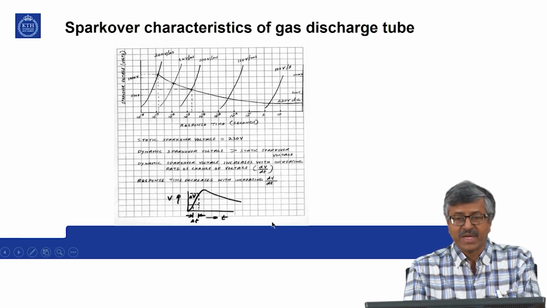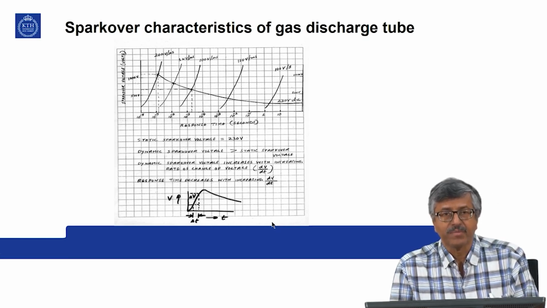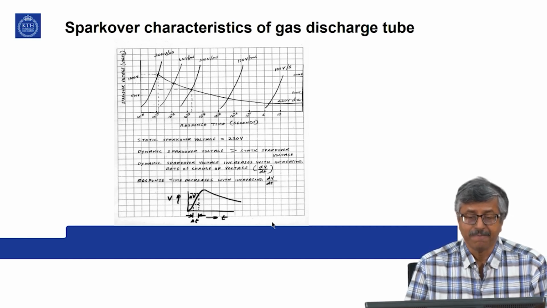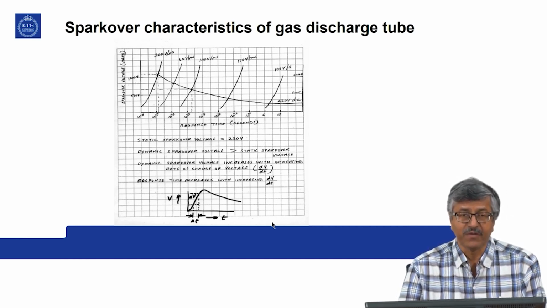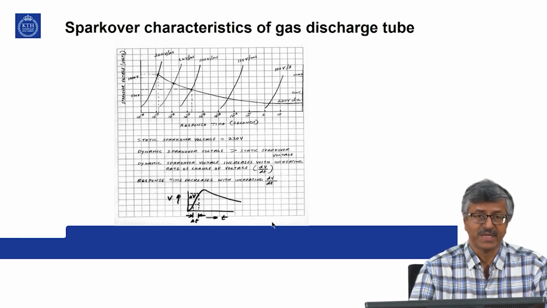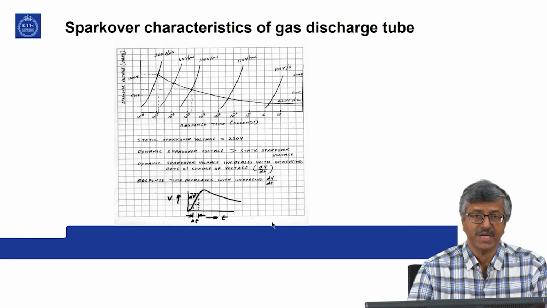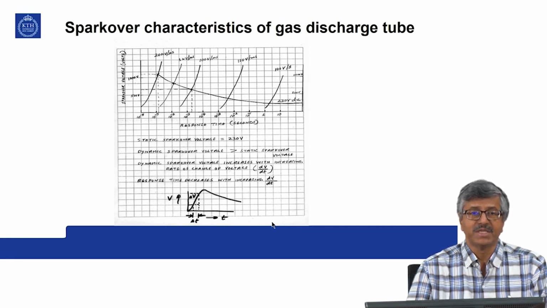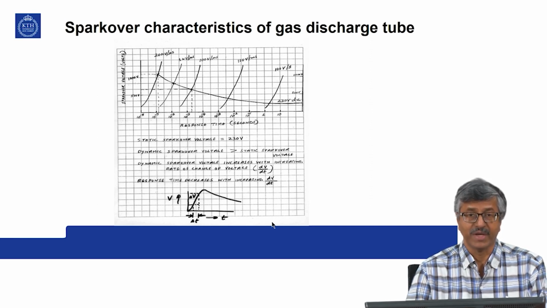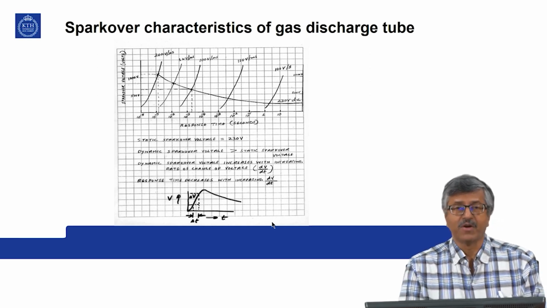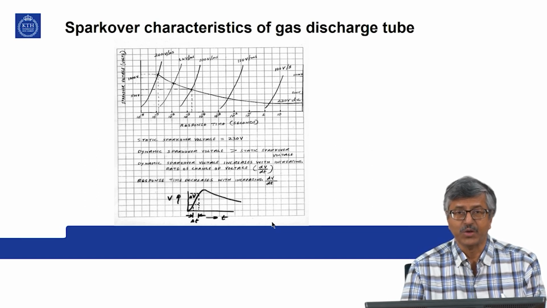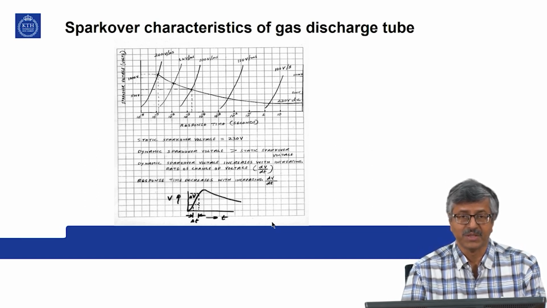Spark over characteristic of gas discharge tube. The time of operation for a gas discharge tube varies with the rate of rise of the transient. So, it is not a constant time required for the operation. Similarly, the level at which the tube conducts is also different. That depends upon the rate of rise. So, gas discharge tubes are often ceramic or metallic tubes in the presence of inert gas or some other gas like that.